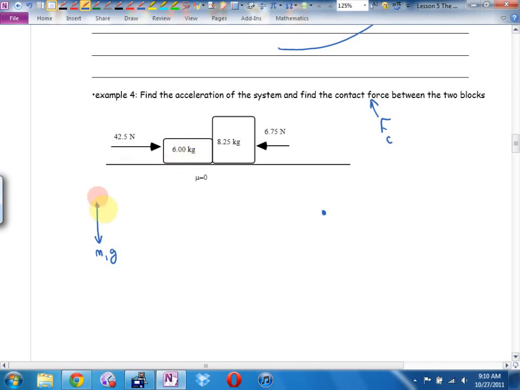Mitchell, is there friction here? And how do you know? Mu zero, so no friction. I could add it in if they needed me to. I have a 42.5 Newton force pushing to the right. What else? There is one force pushing to the left on mass one. What?